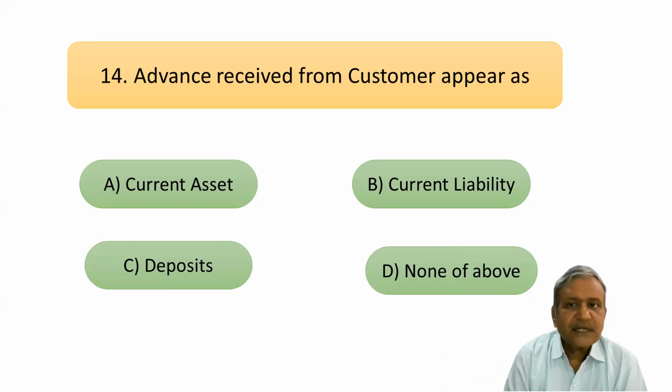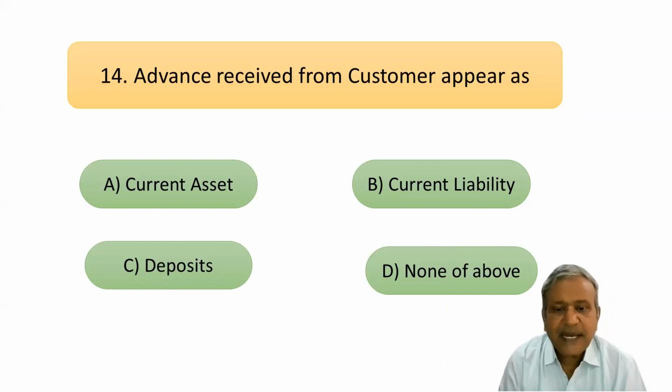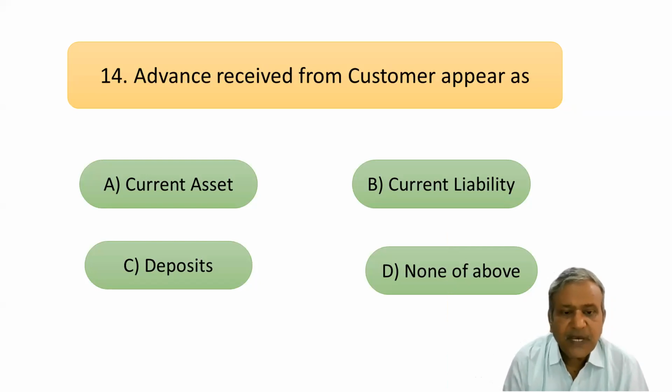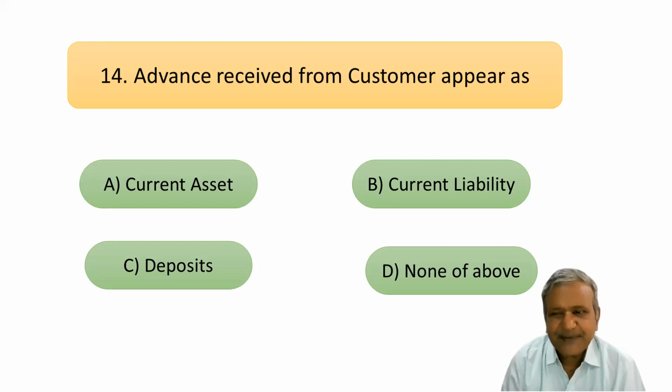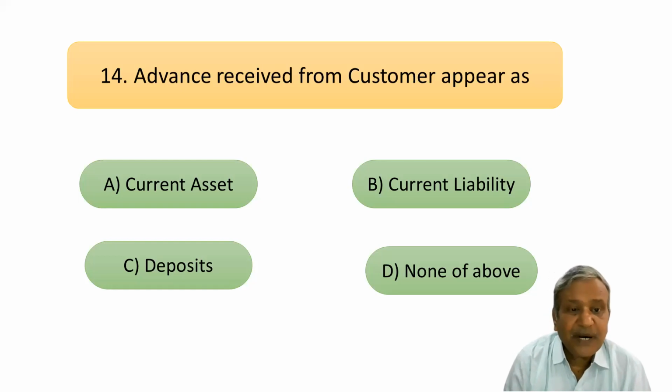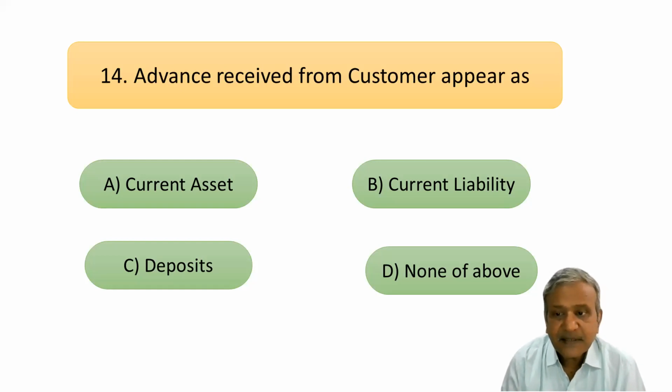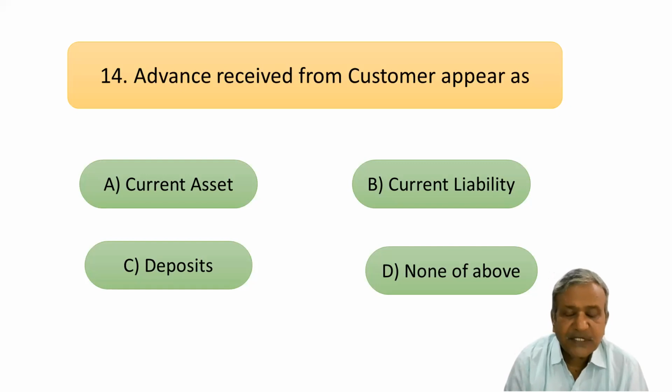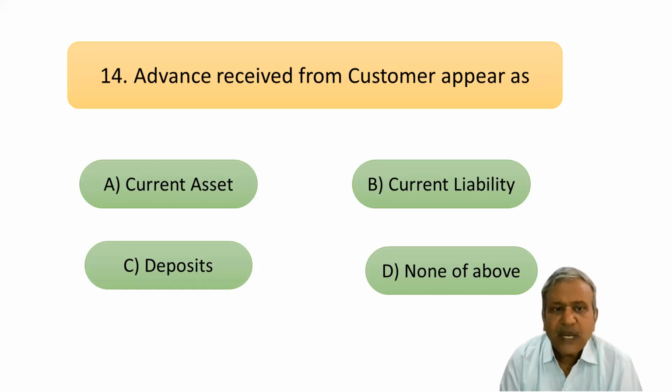Advance appears from customer. See, the customer has paid us the money, meaning we have to pay him back. It is certainly a liability, yes or no? What is a deposit? Deposit means a fixed deposit, all the deposits. So here deposits are not paid up immediately. Now it is called a liability because we have to pay it back. It is called a current liability.